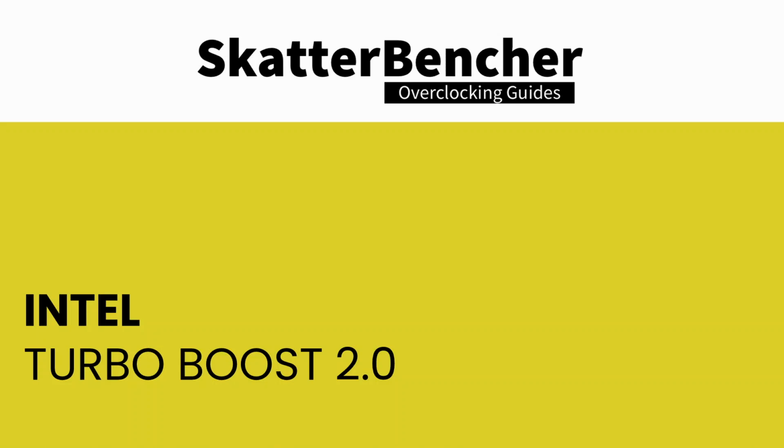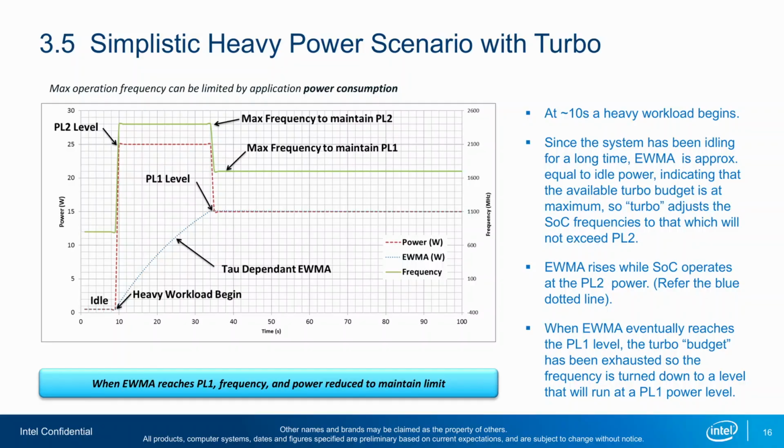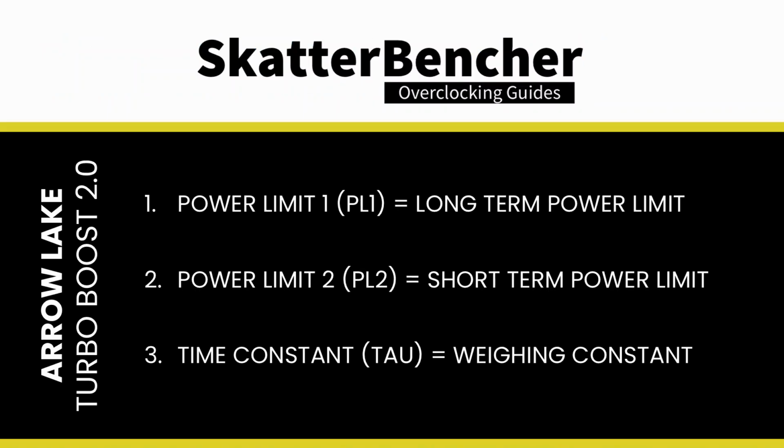Intel Turbo Boost 2.0 is a technology that allows the processor to run faster than the base configuration when the processor is operating within power, current, and thermal limitations. The obvious advantage is additional performance across the board, both in single-threaded and multi-threaded applications. The Turbo Boost algorithm works according to an EWMA formula. This stands for exponentially weighted moving average. There are three main parameters to consider: PL1, PL2, and tau.